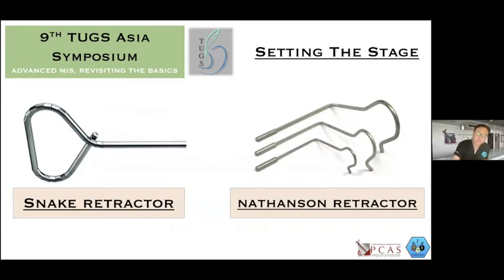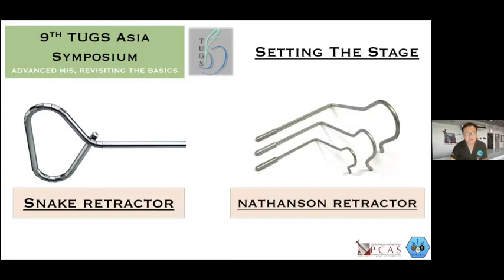But it's nice to note that there are some other instruments. When we first started, we didn't have the benefit of having a Nathanson retractor or a snake retractor. So we would make use of our normal instruments, like a grasper with a ratchet and a lock. We grab and take hold of that hiatal area, usually the right crus, and then retract that liver upwards, just for you to be able to do your work at the gastric area and preventing the liver from going down and covering up the gastric area.